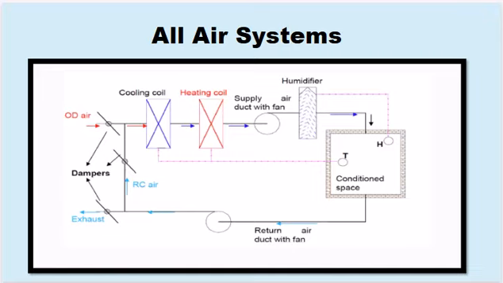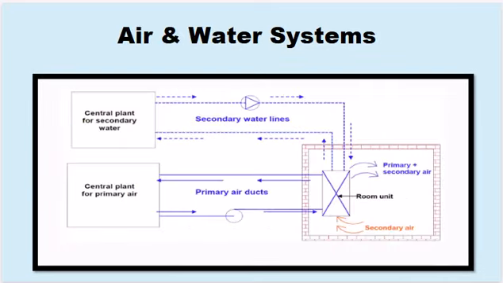Dampers are used to regulate airflow, adjusting based on climate changes or indoor air quality needs. All these components work together in an all-air system where air is the sole medium for both heating and cooling, providing efficient and effective climate control. Now let's explore air and water systems.